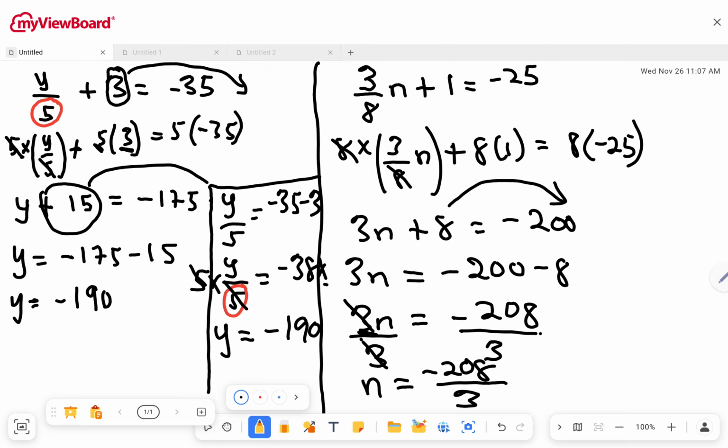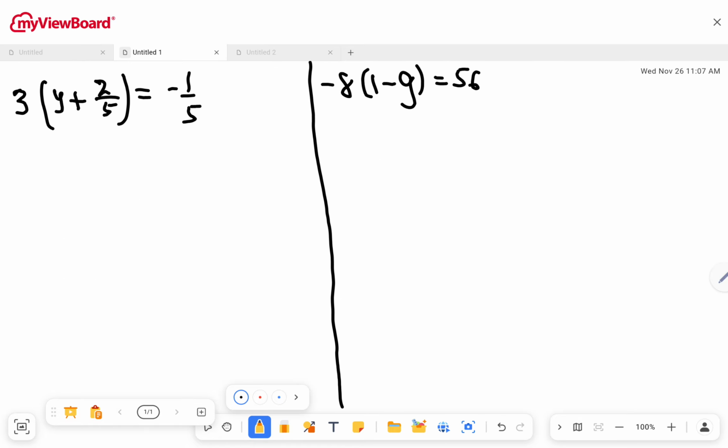So this is how to solve these questions, and I hope and believe you understood it. Now let's look at our next questions. They are very similar to whatever we did. Now we have this 3 multiplying y plus 2 out of 5 in a parenthesis equals to negative 1 out of 5. How do we solve this question?